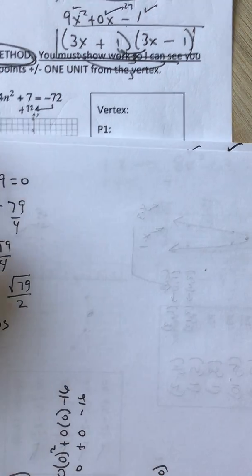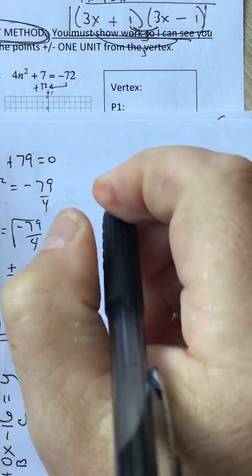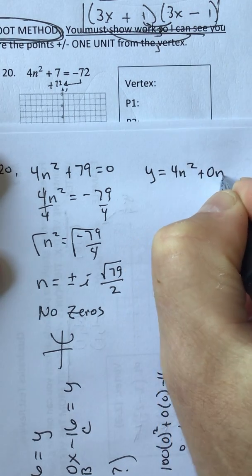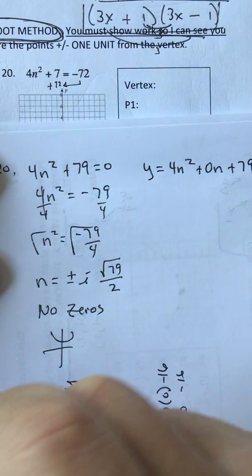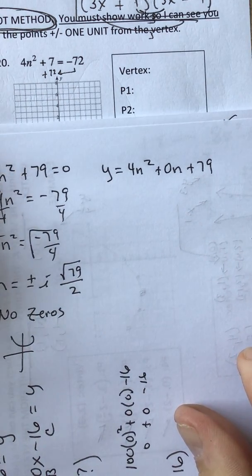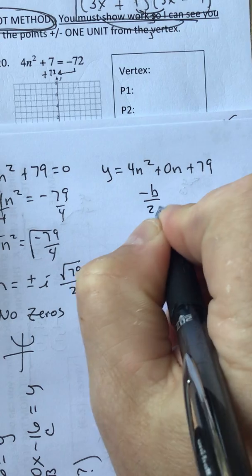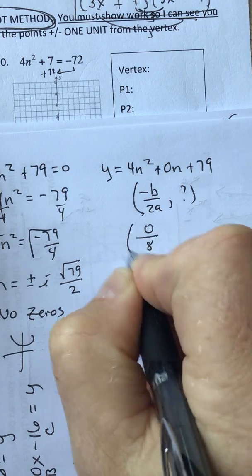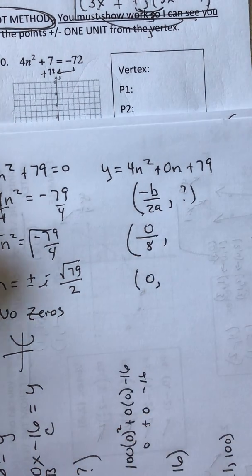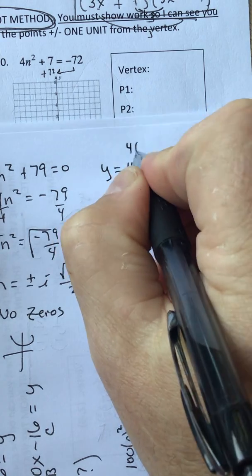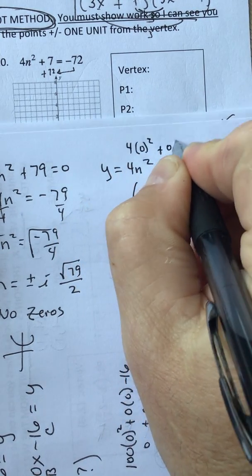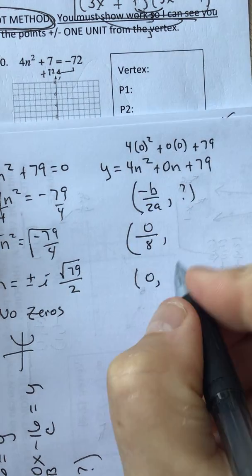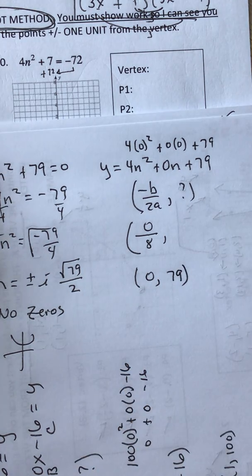All right, well, let's find the vertex. That's y equals 4n squared plus 0n plus 79. Negative b over 2a, and then stick that in. So negative b will be 0 over 2a. So obviously that's 0. If I stick a 0 in there, I have 4 times 0 squared plus 0 times 0 plus 79. So 0 plus 0, so it's 79. So 0, 79 is the vertex.